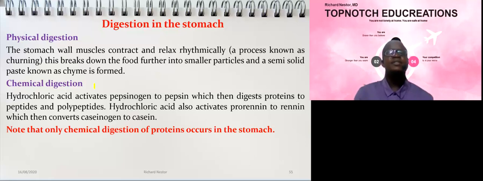Digestion of starch does not take place in the stomach. And what is the reason? One can argue that digestion of starch does not take place in the stomach because there is no secretion of amylase in the stomach, which is okay because the only two enzymes secreted in the stomach are two. We have pepsin secreted in the form of pepsinogen. We have renin secreted in the form of prorenin.